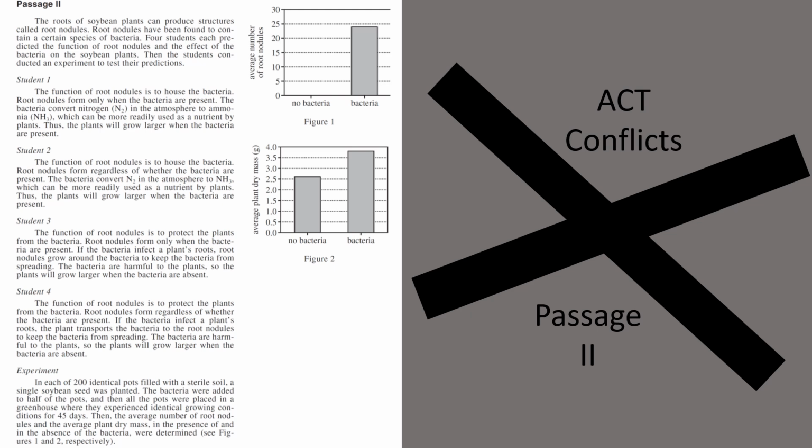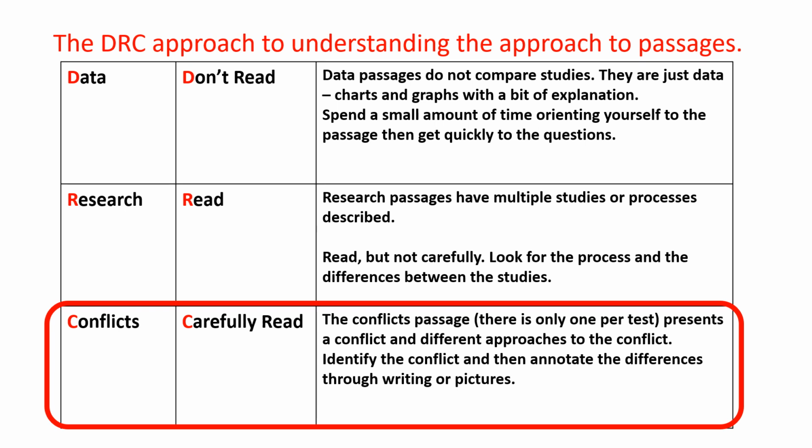Okay, this is passage 2. It's a conflicts passage. We know it's conflicts because it says student 1, student 2, student 3, student 4. Conflicts passages will usually say student or scientist. Sometimes it might say method or hypothesis, but usually student or scientist. In our DRC approach, C stands for conflicts and carefully read.